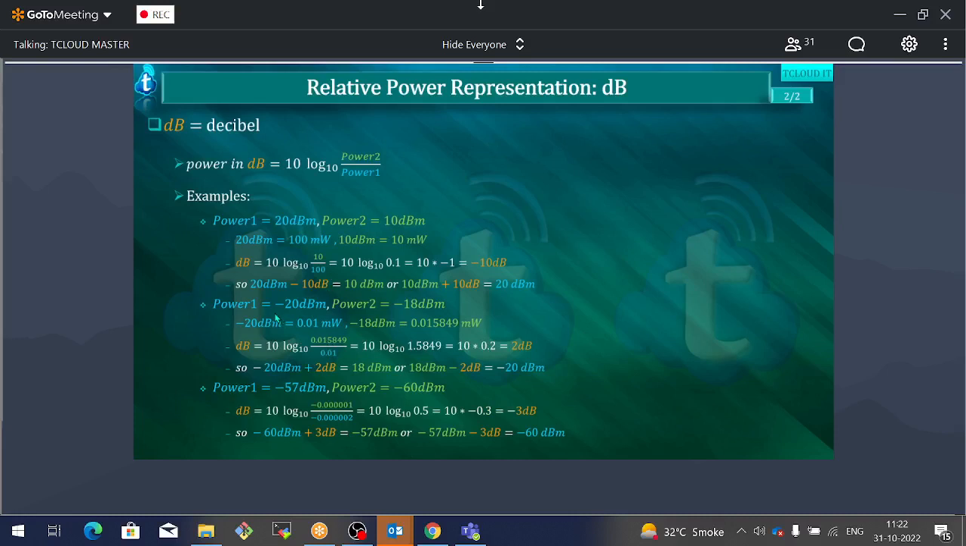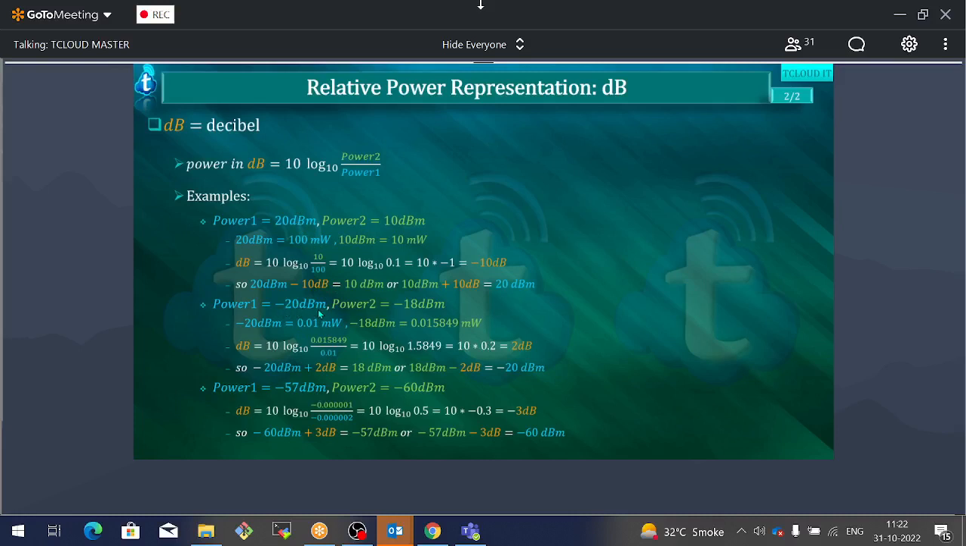Similarly, these are positive values. But remember, we never use positive 20 dBm. 100 milliwatts we never use in our mobile phone while transmitting or receiving. This is a very high value. We'll always use 0 and below most of the time.